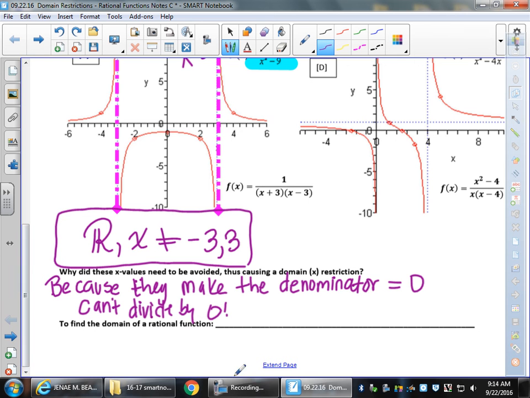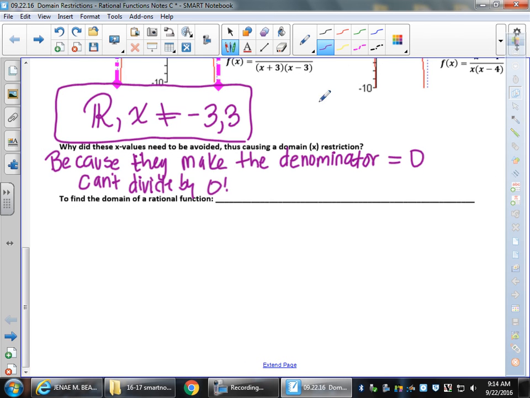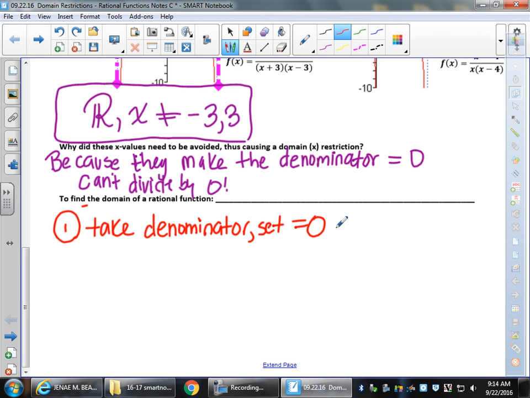So here is the big strategy. This is our main important strategy. Take the denominator. It's just one sentence. Take the denominator, set it equal to 0 and solve.